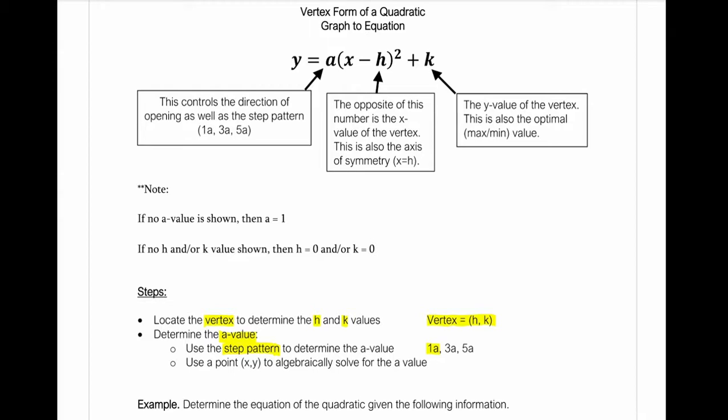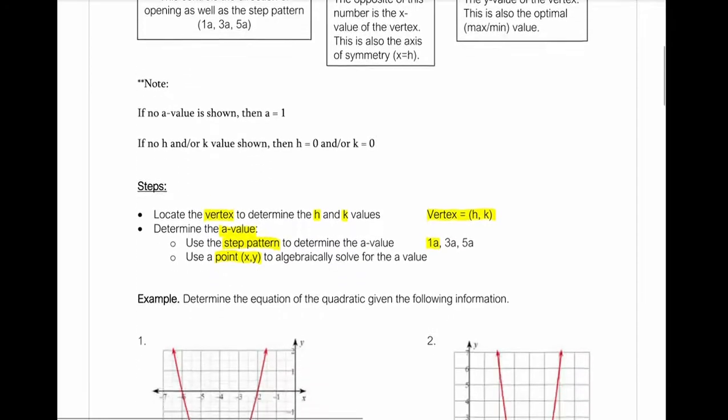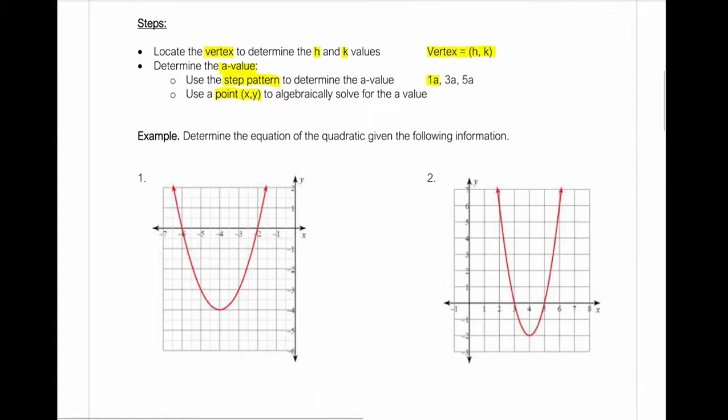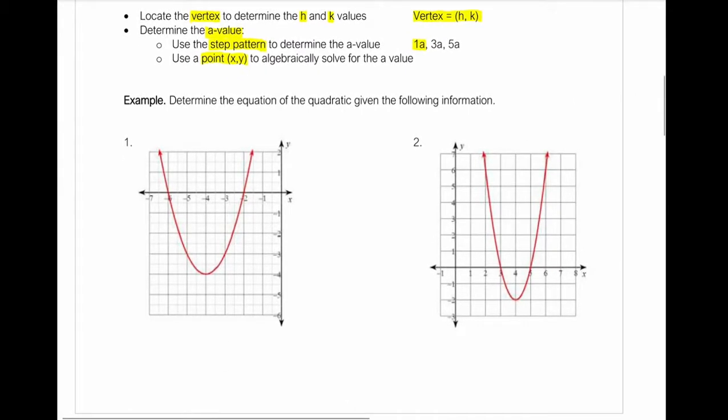Whatever that first step is tells us our a value. The other way, if we're not given the step pattern or we're not given a graph to find the steps, we can use a point, x and y, to algebraically solve for a. And we'll work through a couple of those examples as well. So the first thing we want to do is, given these graphs, or given this information, determine an equation for the quadratic.